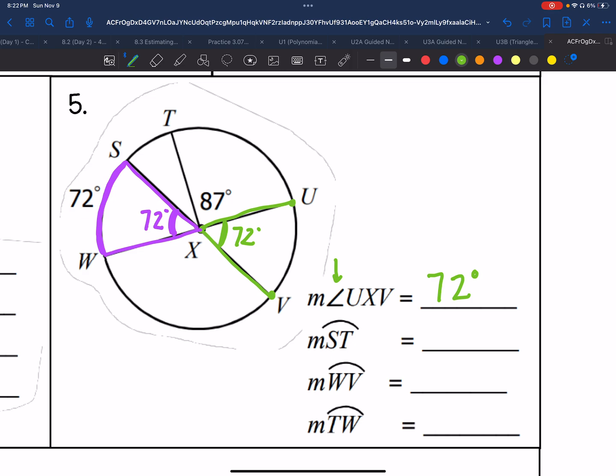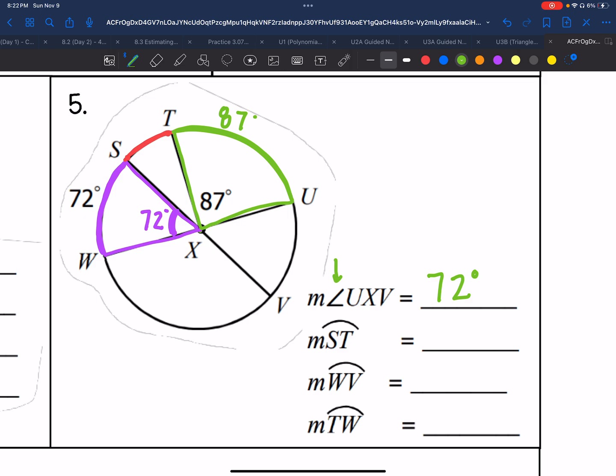All right, next we want to find the measure of ST. ST is this little arc right here. Again, lots of different ways to do this. If I am looking at this circle though, what I am noticing is that because this angle here, 87 degrees, is a central angle and opens up to this arc, it is also 87 degrees.